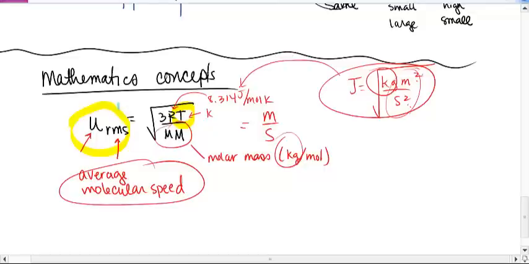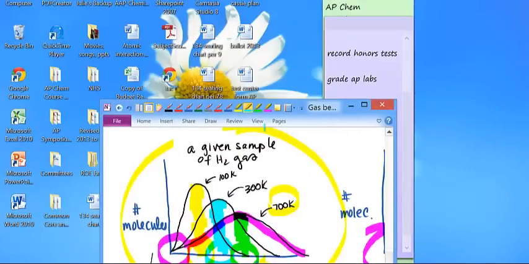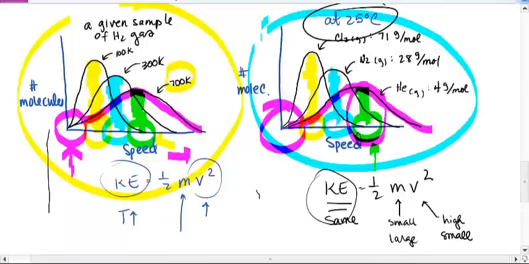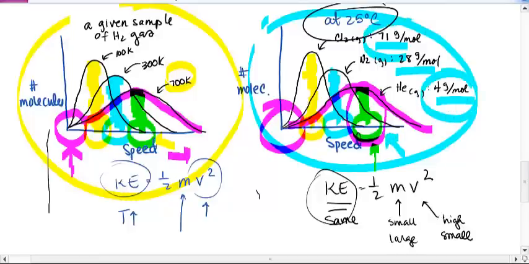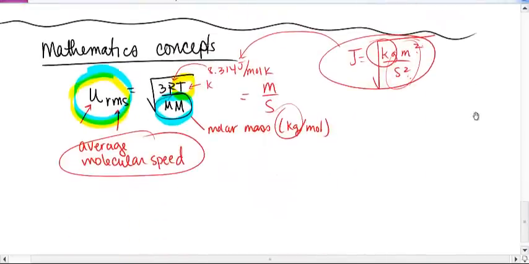Another thing, average molecular speed is inversely related to its molar mass. Again, this is just the mathematical equation that proves what we saw here, that as the molar mass changes, it's inversely related to its speed. Small molar mass, high speed. Big molar mass, low speed. That's what we saw. This is just the mathematical equation.